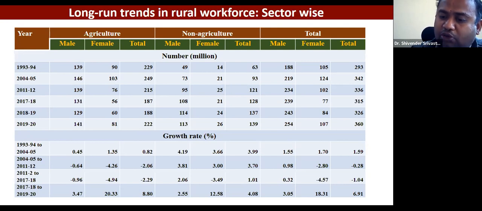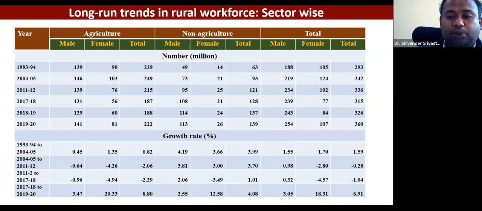So I would like to tell you that this is the first time in the history of independent India that in absolute numbers the workers have withdrawn from agriculture. You can even see the census data. I will show further that the absolute numbers have declined between the 2001 and 2011 census.